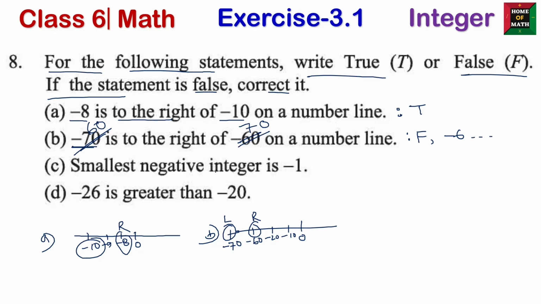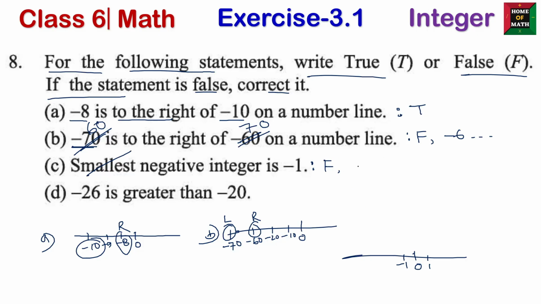Now, the smallest negative integer is minus 1. What do you think? Is it the smallest? So here is 0, here is minus 1, and after 0 on the right side is 1. So minus 1 is the closest number to 0. So this is the highest negative integer. It's not the smallest, it should be highest. So the statement is false.